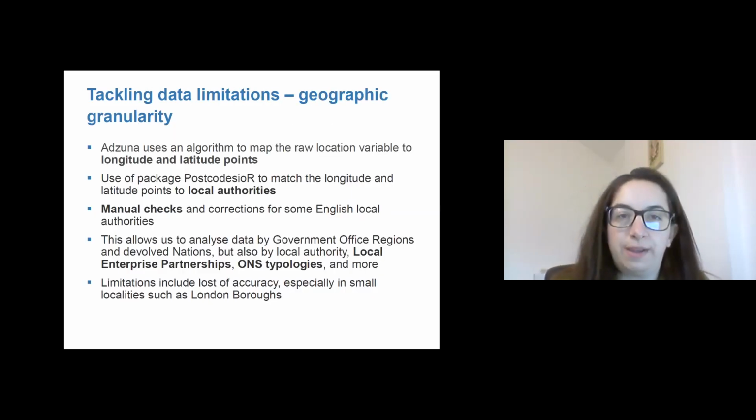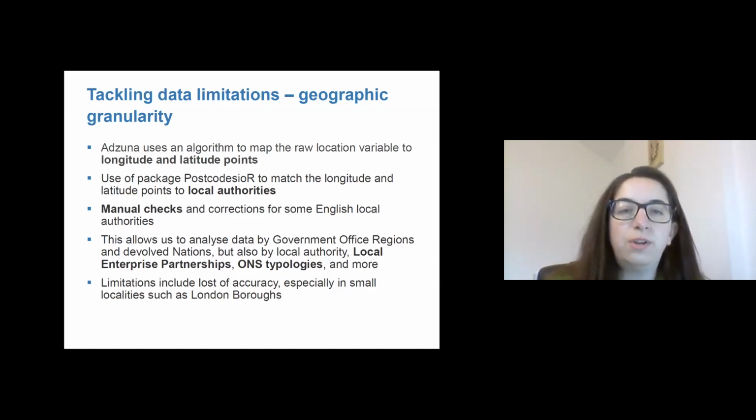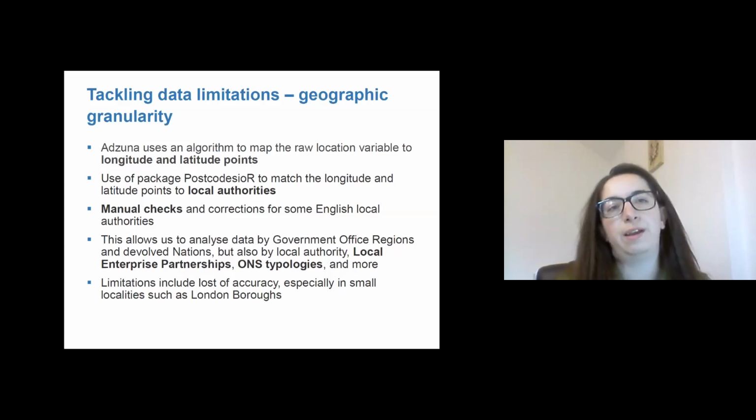When it comes to geographic granularity, we took the longitude and latitude points and used the package postcodes IO to match those points to local authorities. We also did some manual checks to correct for some English local authorities where the matching did not agree to the raw location data. And then that allowed us to not only analyze data by government office regions and devolved nations, but also by different groupings, taking into consideration the local authority characteristics, such as the local enterprise partnerships and Onset typologies. Of course, again, there's a limitation here because there is a loss of accuracy the smaller the geographic area that you focus on is, but there are also benefits to it. So next slide, please.